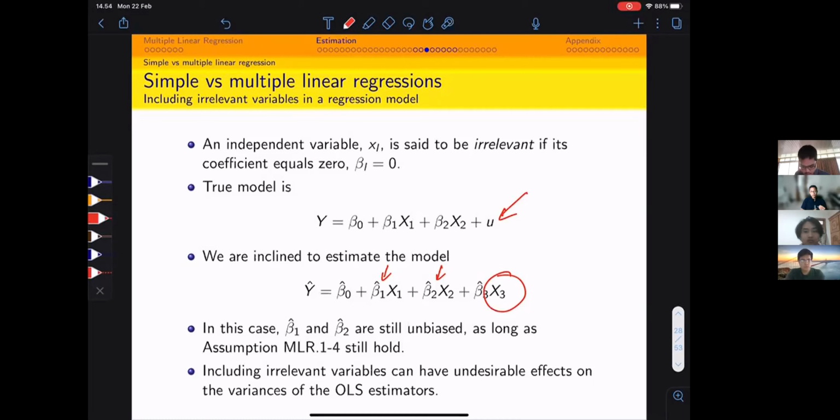Now, going back to the discussion that we had last week, is it preferable to have a high or low variance of the OLS estimators? Which one is preferable? High variance or low variance?